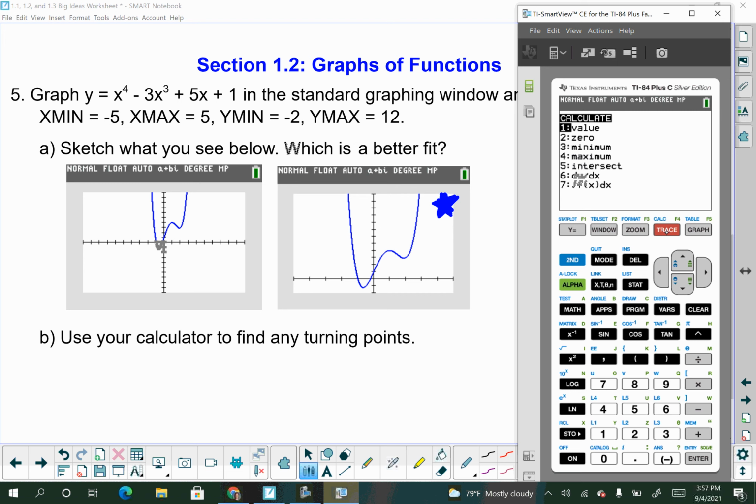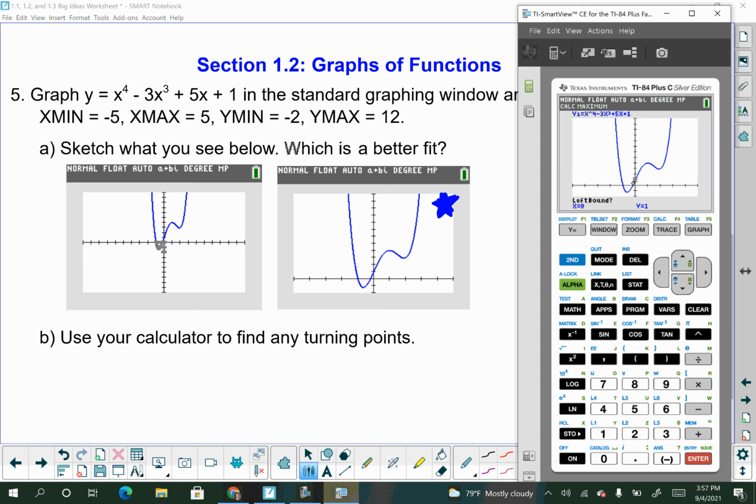Turning points are minimums and maximums. They're low and high points on the graph. So we're going to start with maximum. I'm going to go to number 4 and hit enter. Now a maximum point is kind of like the top of a hill. Anywhere that your graph changes from going up to going back down as you follow it from left to right. And the maximum we're looking for is right in here.